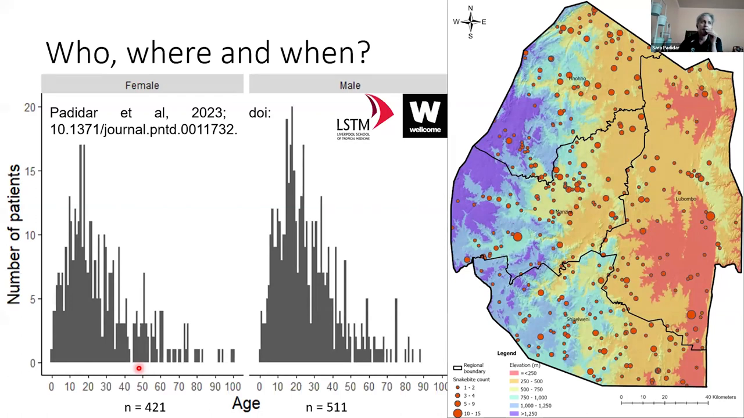Now, the map on the right is Eswatini again. In purple, you have the high elevation areas, and in red, which is 1,250 meters above sea level, with the low elevation areas in red of less than 250. The little red dots are the number of patients that were bitten in these localities, with the bigger the circle, the more patients that were bitten. And you can see all these dots are scattered around the country. And so there's no particular area where you are at zero risk of snake bite. However, analysis does show that if you have an increase of elevation by 100 meters, you have a 4% decrease in incidence of snake bite.